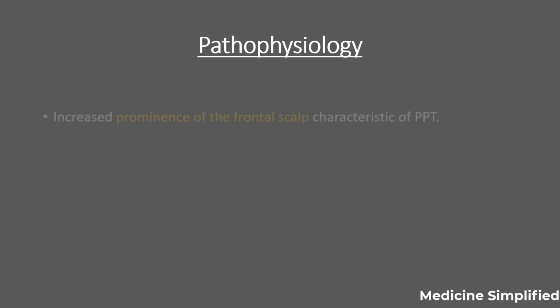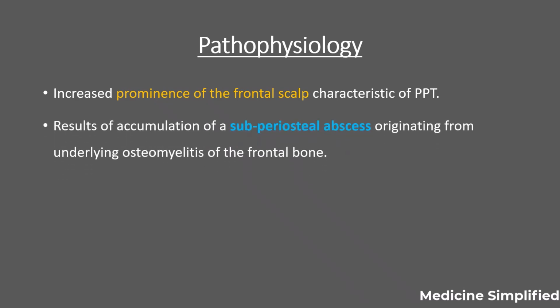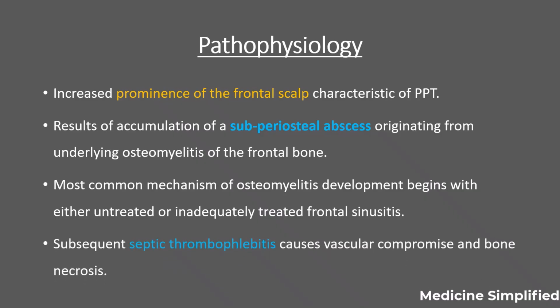Coming to the pathophysiology, increased prominence of frontal scalp is a characteristic of PPT. That means swelling of frontal scalp region can be seen in PPT. It results from accumulation of subperiosteal abscess originating from underlying osteomyelitis of frontal bone. Most common mechanism of osteomyelitis development begins with either untreated or inadequately treated frontal sinusitis, mostly bacterial frontal sinusitis. Subsequent septic thrombophlebitis causes vascular compromise and bone necrosis. As you can see in this picture, there is a frontal prominence.